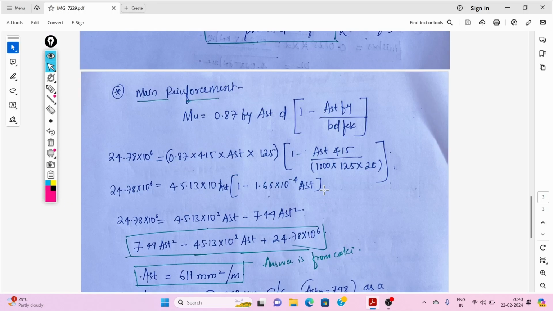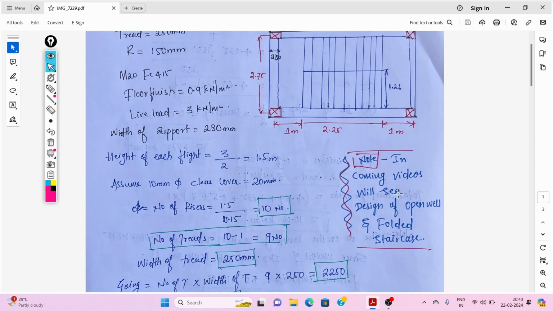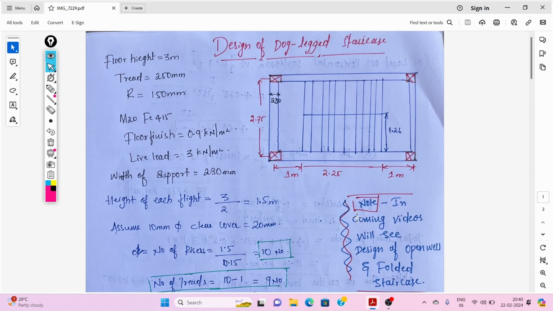This is all about the staircase, and in the next videos we will see the design of open well staircase and design of folded staircase.